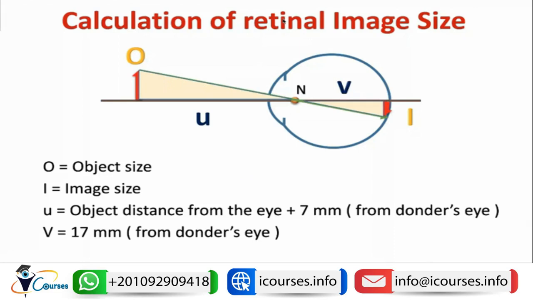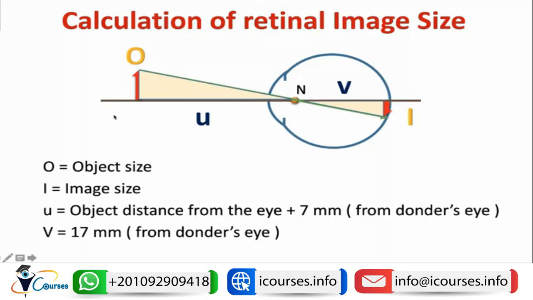So not only can we know the dioptric power of the eye by using these formulas, but also, if we have an object in front of the eye and we know the size of this object, we can know the size of its image on the retina. So by using Donders' reduced eye, we have an object in front of the eye. This is the principal axis, and this is the nodal point. If we have an object termed O in front of the eye that forms an image termed I on the retina, and we know the distance of the object from the eye, we can know the image size. So how can we do this?